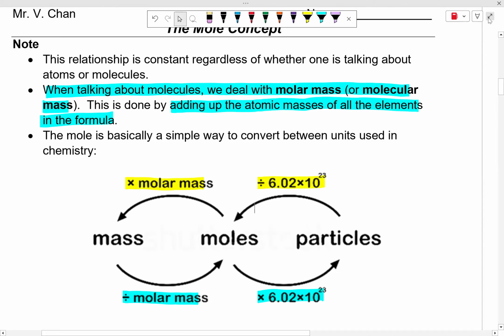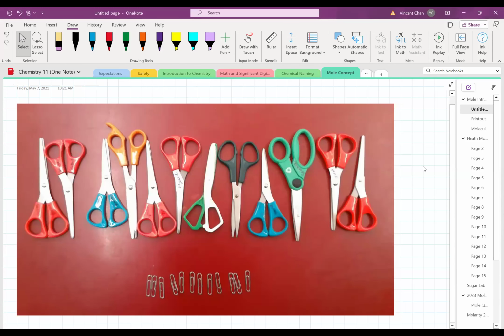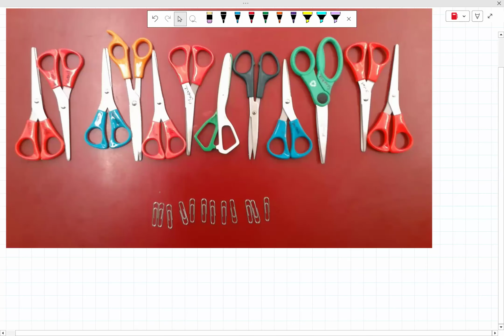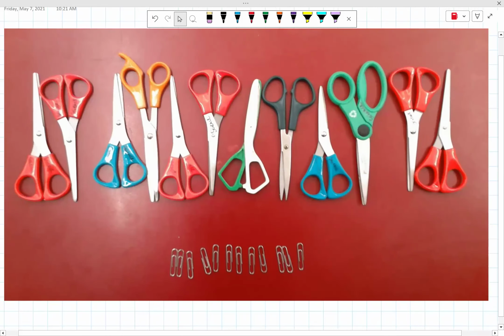Now, why do we need to use the moles? Why do you need to learn this? An example would be like here. In this particular picture, I have 12 scissors, and in the bottom of the picture, I have 12 paper clips. Now, scissors have different uses and different characteristics. You notice there's plastic on them, while paper clips are just pure metal. They have different sizes and different masses. But the commonality is that I have 12 scissors and I have 12 paper clips.